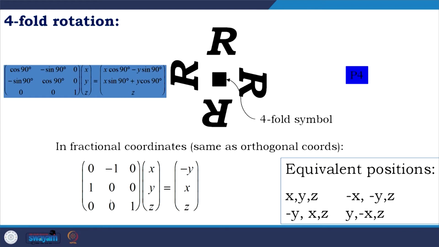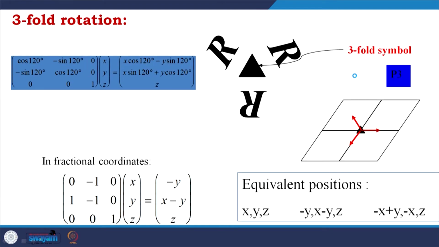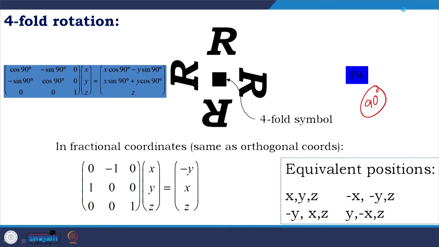So, if you see x, y, z, x is changed to minus y, so the position changes, y is changed to x, and z stays as z. So, fourfold means it's 90 degrees. When it was threefold, it was 120 degrees. I will talk about it, but if it is sixfold, then it is 60 degrees, like a hexagonal or a benzene ring.